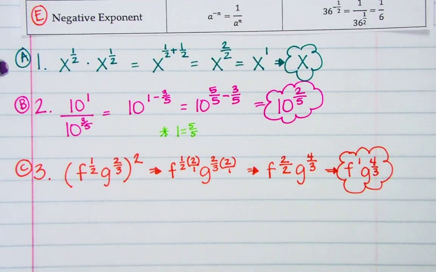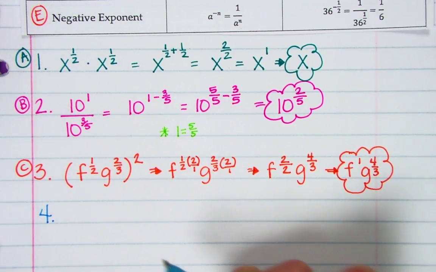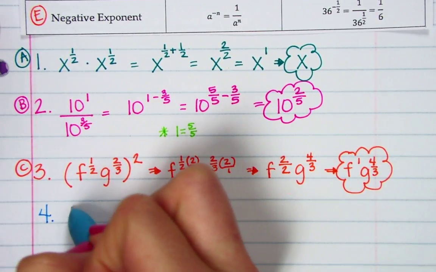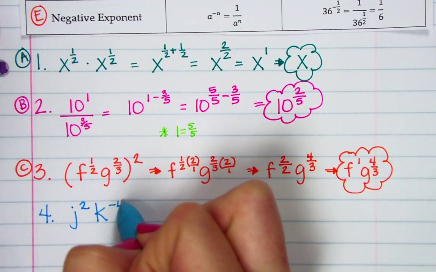How are we doing so far? Good. Any questions? Anything that you're like, how did we get that? Okay, I'm going to keep going. Like I said, this note is not going to be super long. Okay, we've got j squared k to the negative 4.